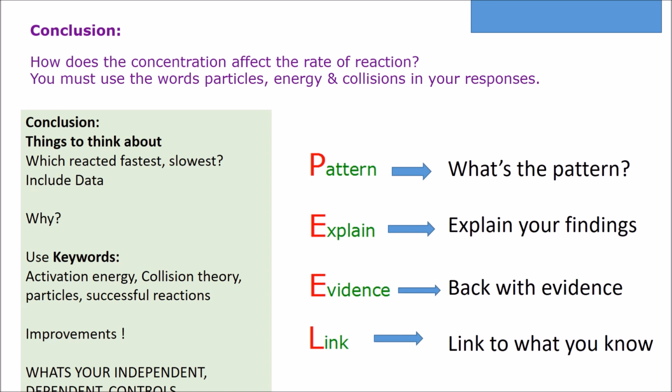So there are some keywords there. Also try and tell me why one reacted the fastest and one reacted the slowest. What's the pattern? What were your findings? Obviously, you can't back it with evidence currently because we don't have evidence for this experiment, but link it to what you know. So write down a conclusion for me. Pause this video now and write down your conclusion.